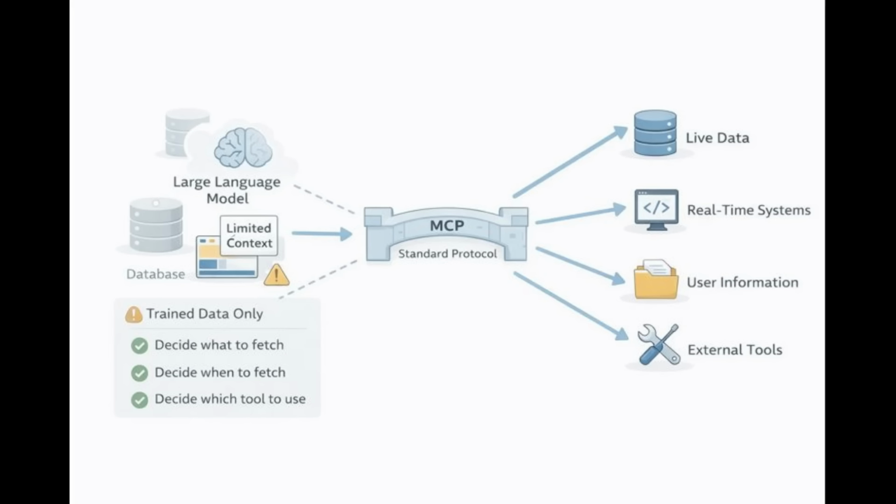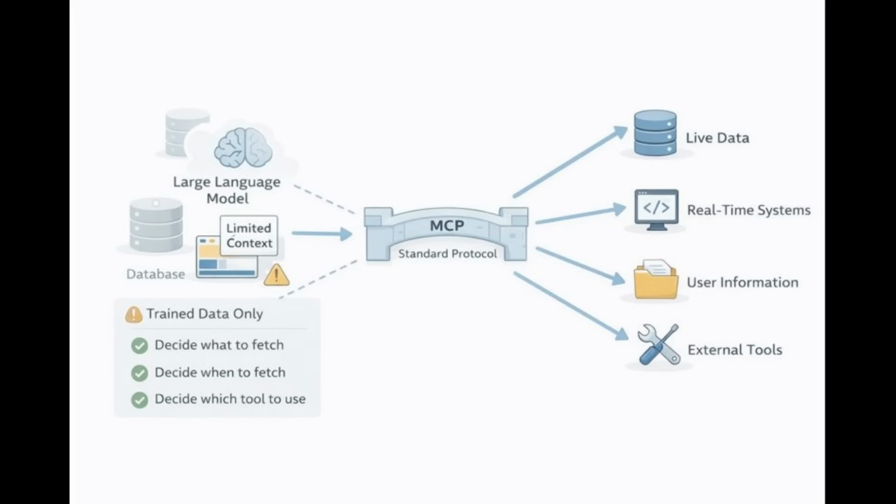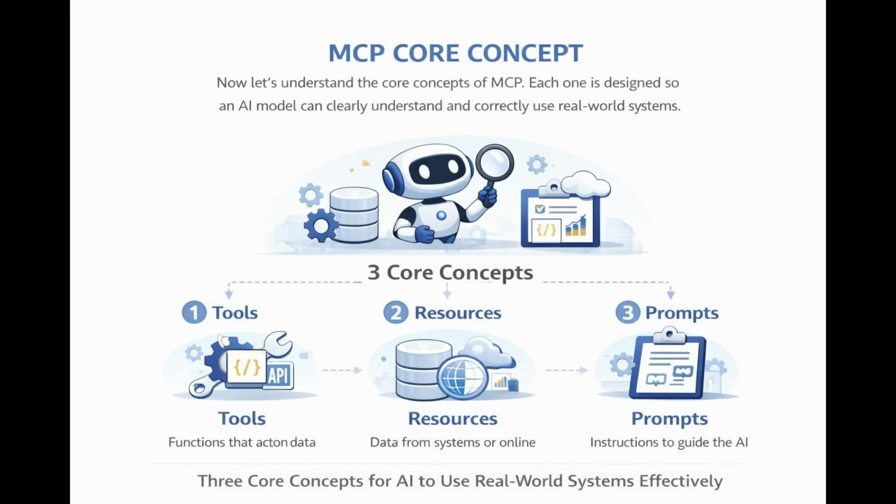Instead, a better approach is to allow the AI to fetch information only when it is needed. This turns the AI agent into a decision maker. It decides what it needs, when to fetch it, and which tool to use. In other words, the AI becomes a decision maker, not a data container. MCP provides a clear and standardized way for AI agents to request context, interact with tools, and retrieve external information. That is why MCP is needed to reliably connect text-based AI models with real-world systems without overloading the model's context.